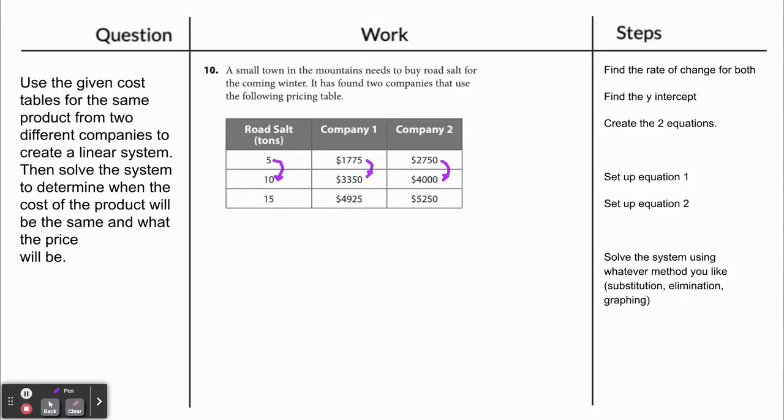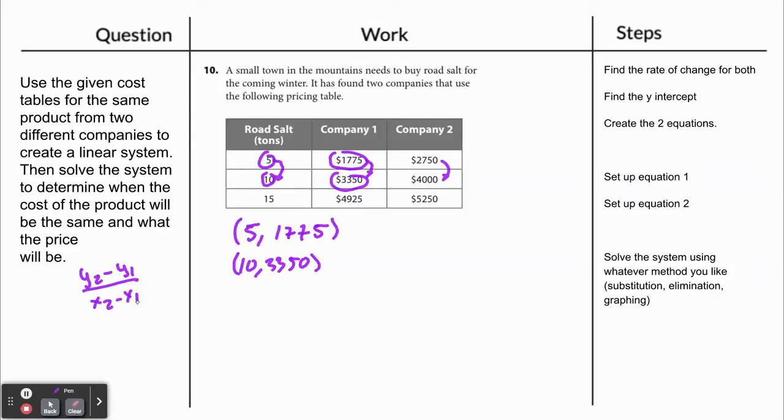So notice so far on this table that it is going up by fives. So what I want you to think about is how these are similar to coordinates. So for the first one, our coordinate is 5, 1,775. The second coordinate is 10, 3,350. So to find the rate of change, we can just use our y2 minus y1 over x2 minus x1.